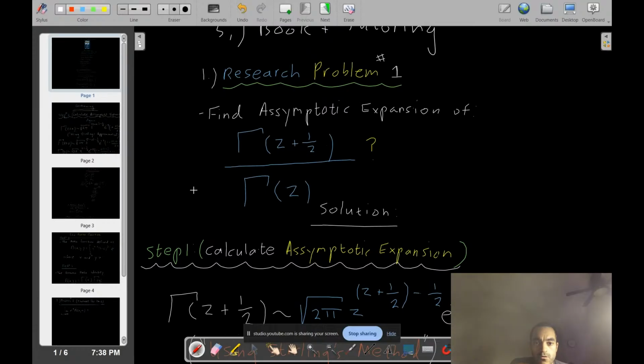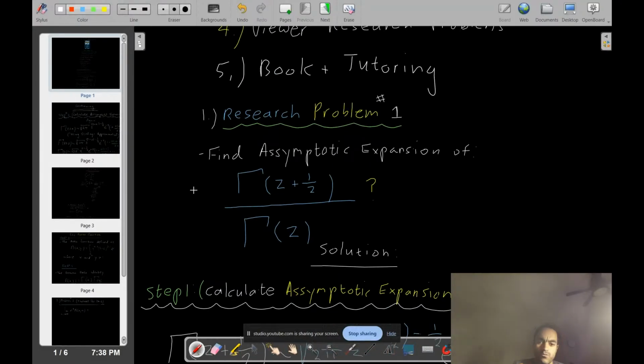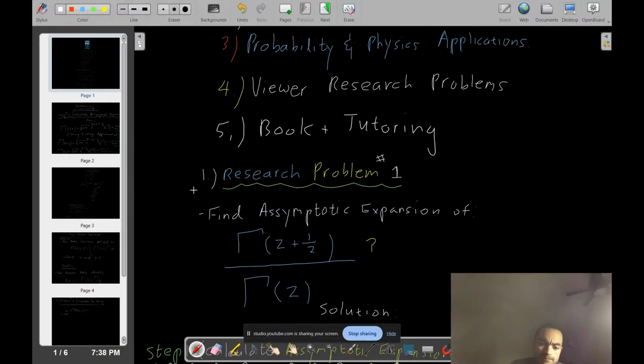Okay, so the problem that we were looking at on Wednesday was finding the asymptotic expansion of gamma of z plus 1/2 divided by gamma of z. All right. So we're looking at an asymptotic expansion.